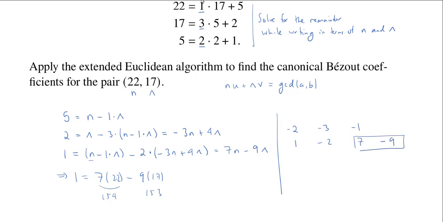And these here give me my canonical Bézout coefficients, 7 and negative 9, which you see are precisely the numbers that we got using the Medina method as well. All right, and you want to use them in the same order, right, that you started your Euclidean algorithm with, right? So the 7 corresponds to the 22, the negative 9 corresponds to the 17.